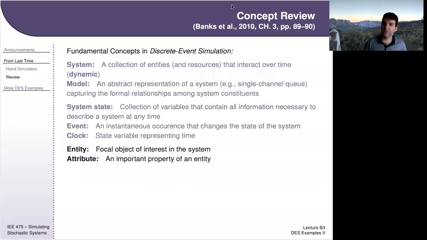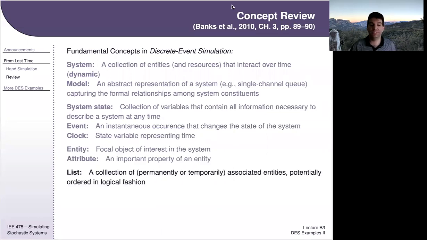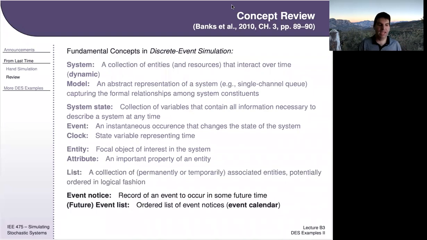We have entities, which are the things that we're watching going through the system, and each of those entities has attributes that differentiate them. We can create special state variables like lists, like the checkout lines, that help us manage the state of the system in a more convenient way. And then we have special lists that are not state variables, like the future event list. These are things that the simulation software uses. We will reference it periodically if we want to debug what's going on in our system.